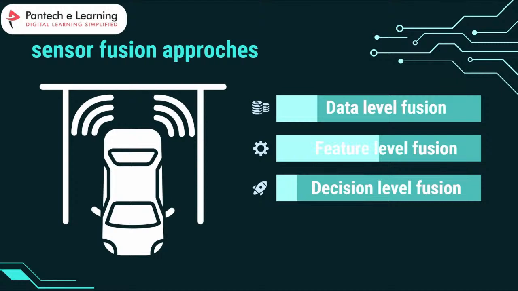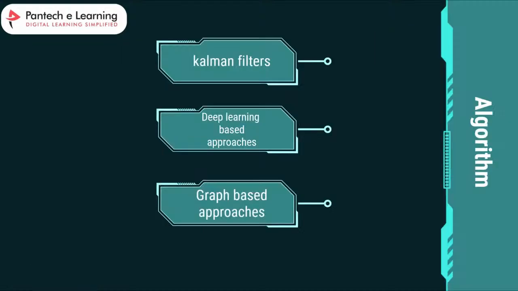So next is decision level fusion. Mainly this focuses on combining the decisions or outputs of individual sensors' processing algorithms rather than the raw data itself. Each sensor independently processes its data and makes decisions based on predefined criteria or algorithms. So this is all about sensor fusion.